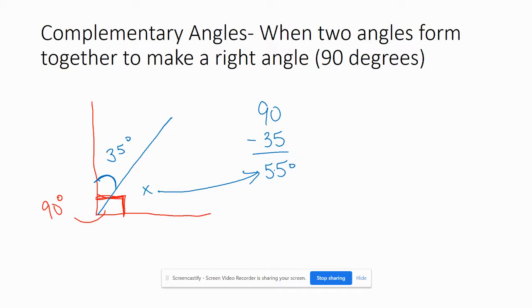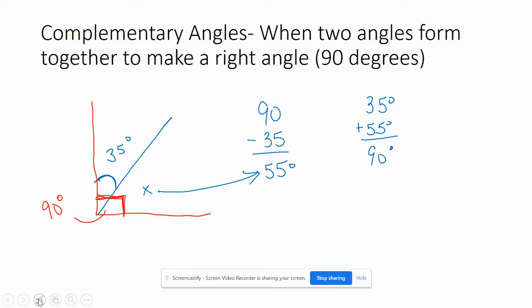Right? And we can check it. We can say, okay, 35 degrees plus 55 degrees. That makes my 90-degree angle. Okay.